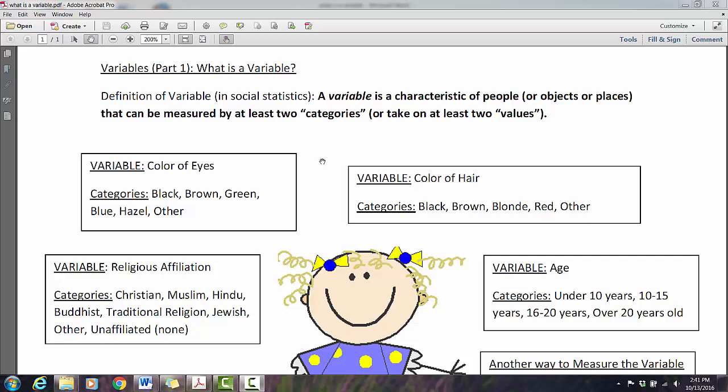Also, the young people's status as foster youth in this hypothetical study I'm discussing would not be a variable because everyone in your study is in foster care. There are not two possible categories. However, if we asked all of the participants how many years they had been in foster care, that would be a variable. It would be a characteristic of the youth that varies across the different respondents.